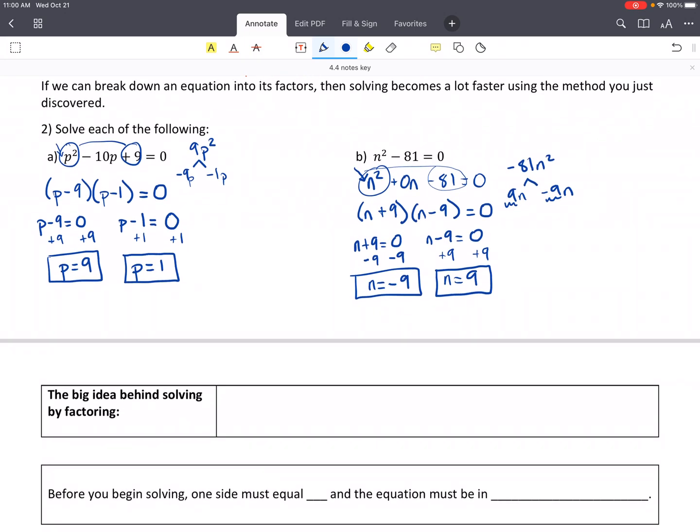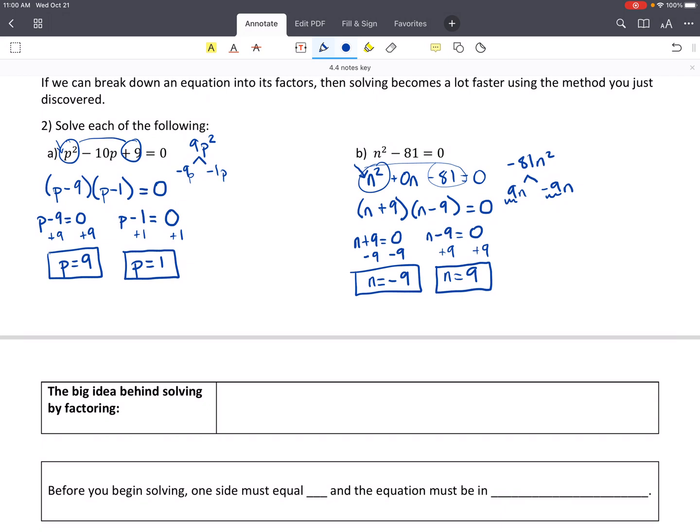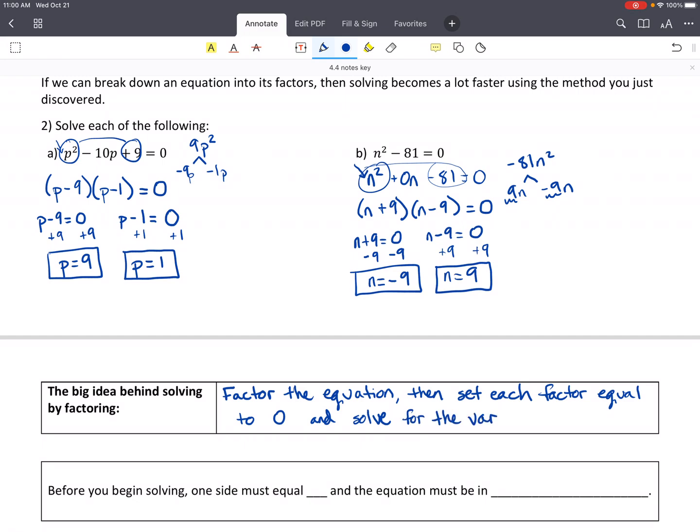So here's your big idea behind solving by factoring. Factor the equation, then set each factor equal to 0 and solve for the variable. And that's all we have to do.